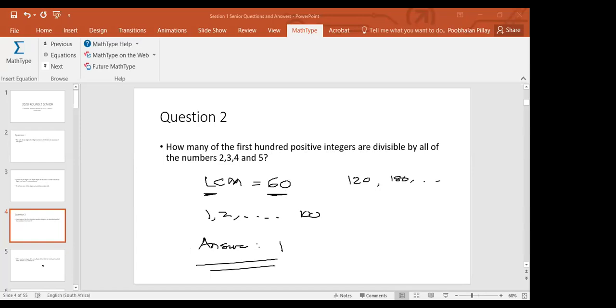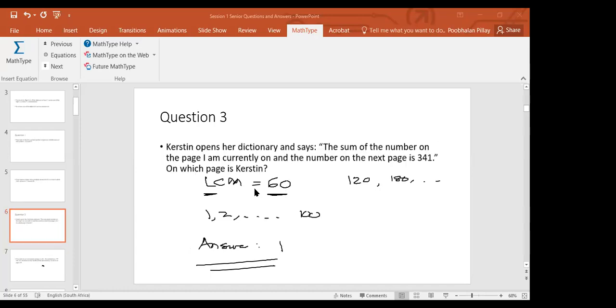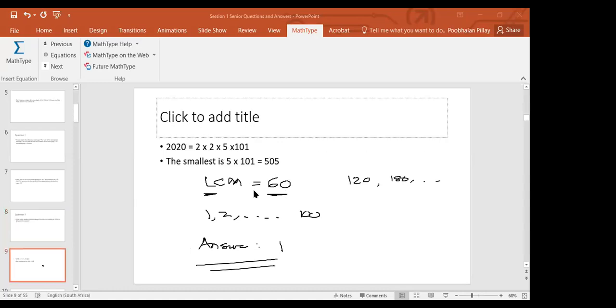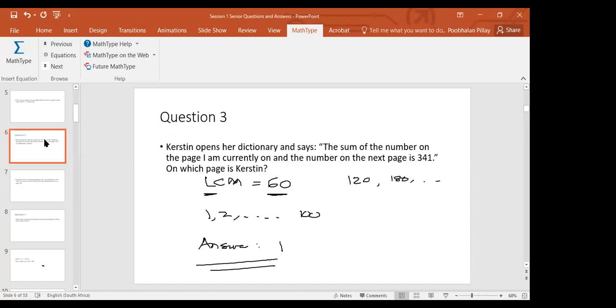So that's the second problem. The third one. All right, so let's look at question 3.